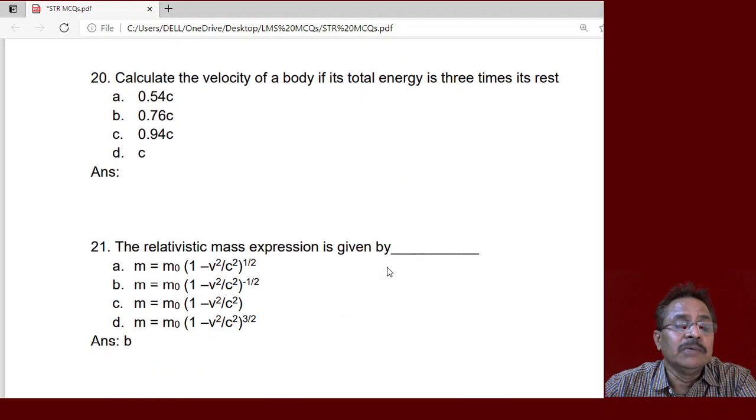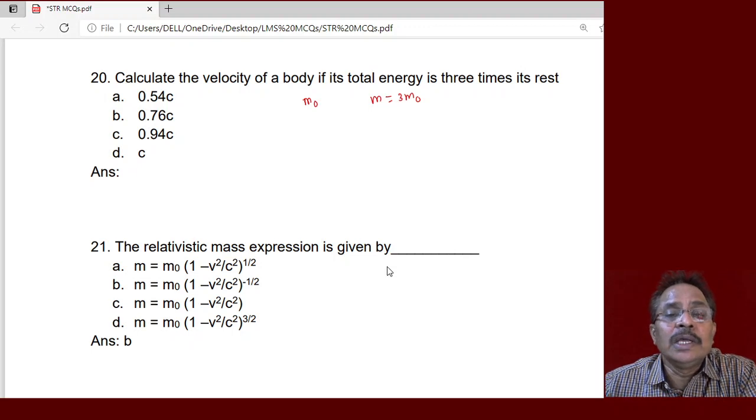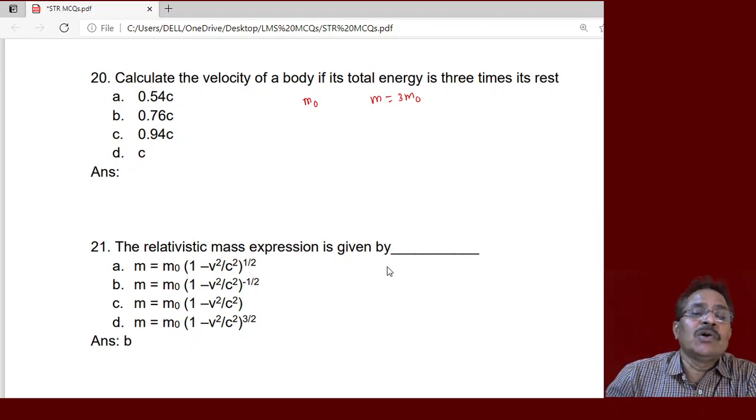Now calculate the velocity of a body if its total energy is 3 times its rest energy. Here we have to use this formula. The rest mass is given to be m0, and its mass in motion is given to be 3 times m0. So calculate the velocity of the body if its total energy is 3 times its rest energy or rest mass. Therefore we have to use this formula.